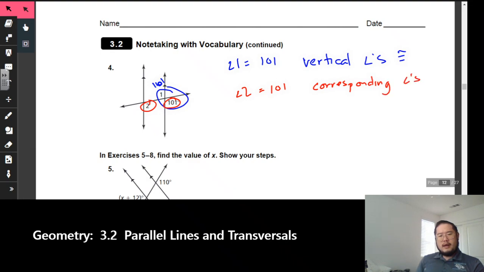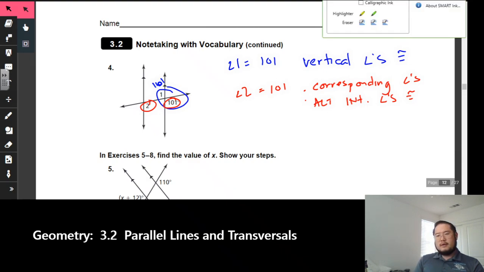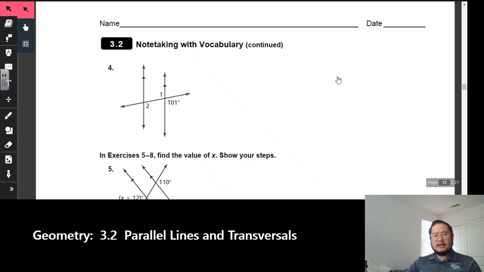And we also have right here, hopefully you named it, alternate interior angles congruence. All right, so let's move on.